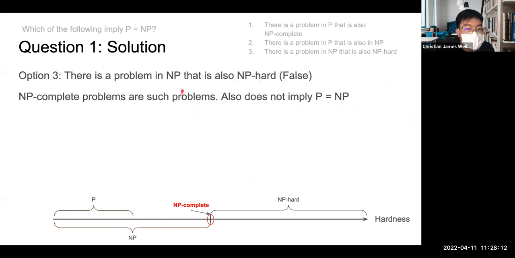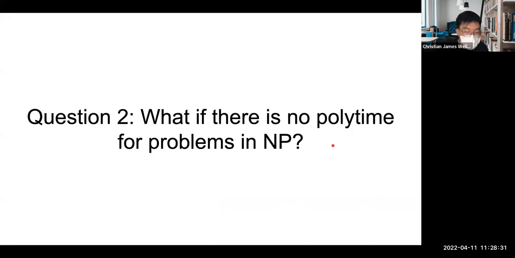And the third option is that there's a problem in NP that is also NP-hard. This is exactly what it means to be NP-complete. We already have NP-complete problems, so we don't know anything new about P equals NP. Okay, so these are the 3 options for the first question. If you have any questions, again, PM me, right? But I'll just go on.